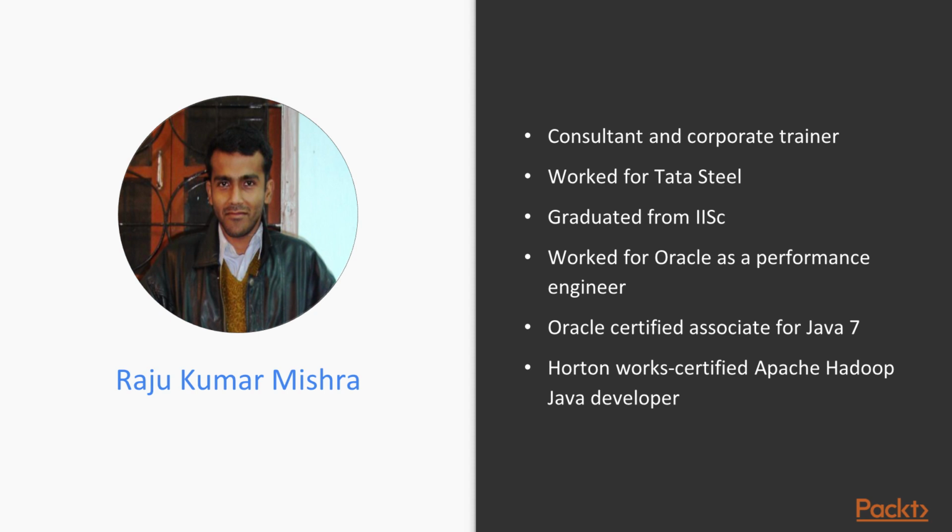Raju Kumar Mishra is a consultant and corporate trainer for big data and programming. After completing his BTech, he worked for Tata Steel. His deep passion for mathematics, data science and programming took him to Indian Institute of Science. After graduating from IISc in computational science, he worked for Oracle as a performance engineer and software developer. He's an Oracle Certified Associate for Java 7. He's a Hortonworks Certified Apache Hadoop Java developer and holds a developer certification for Apache Spark and Revolution R Enterprise Certified Specialist certifications.